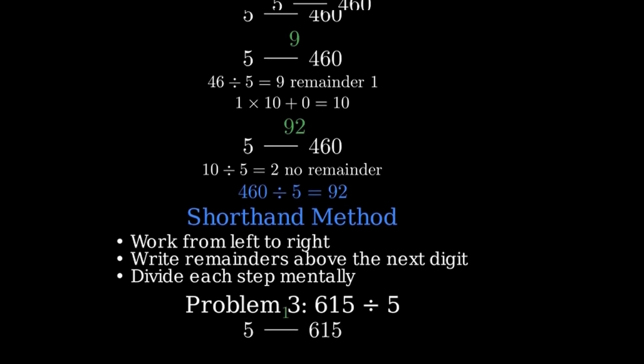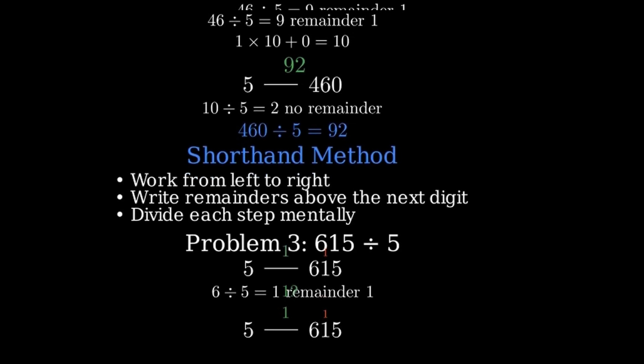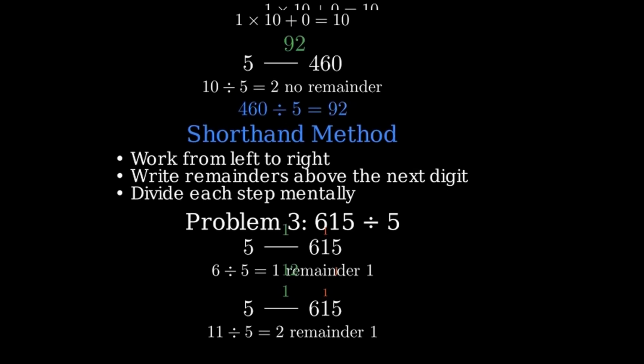We start by dividing 6 by 5, which gives 1 with a remainder of 1. We write the 1 above the digit 6, and write the remainder 1 above the next digit. Next, we have 1 from the remainder, and 1 from the dividend, which makes 11. 11 divided by 5 is 2, with a remainder of 1. We write the 2 above the digit 1, and the remainder 1 above the next digit.